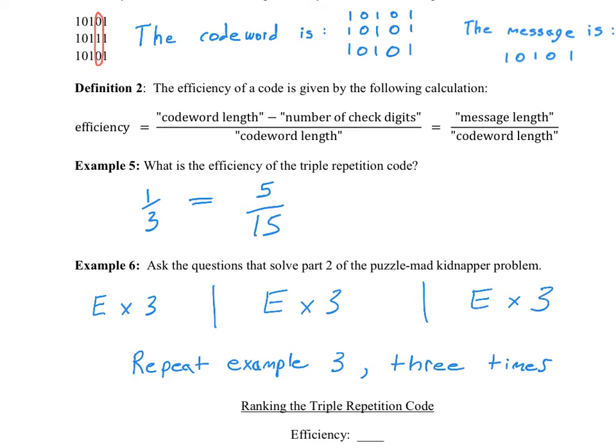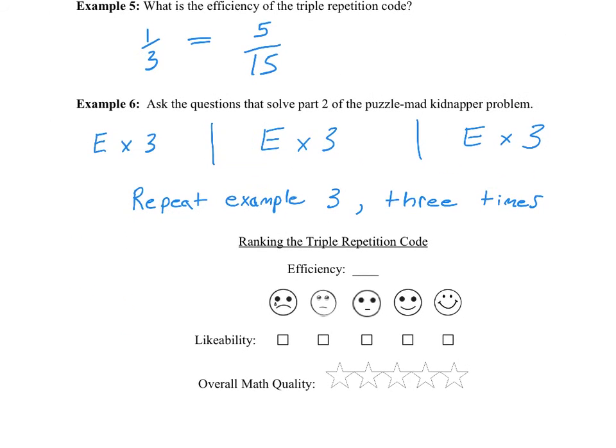Okay, so for all of these codes that we're going to introduce, building up to the Hamming code, we're going to give them a nice little ranking as well. Every code gets the efficiency according to whatever it is out of 15. Remember, we're always going to put them out of 15, so we have something to compare it to. So 5 out of 15 for the triple repetition code. And then you can give it whatever face you like or whatever quality you like.